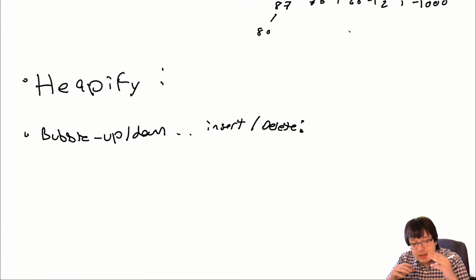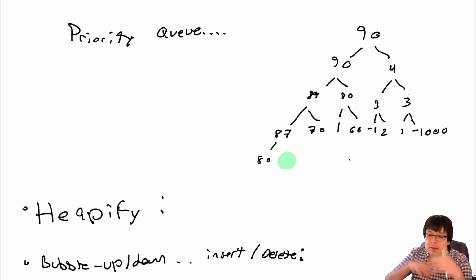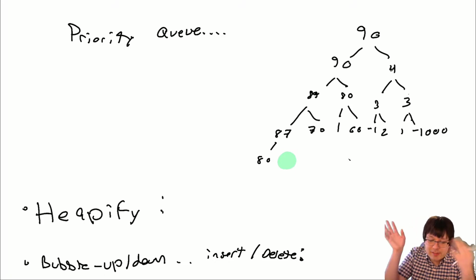And then bubble up and bubble down is when you want to insert something into the heap or delete something from the heap. You always do that at the end of the heap. So if I wanted to insert something into the heap, I would do it right there. That's the next available spot. So I would put it there and then let the heap fix itself, not calling the Heapify algorithm.